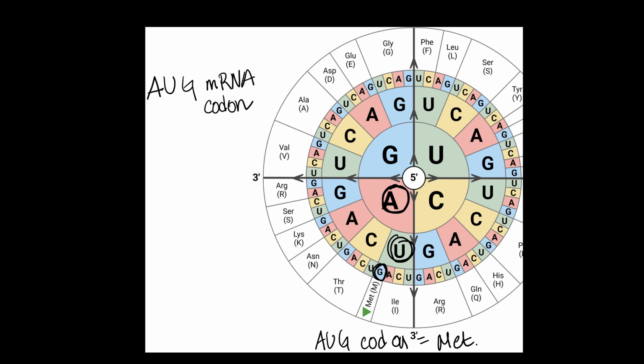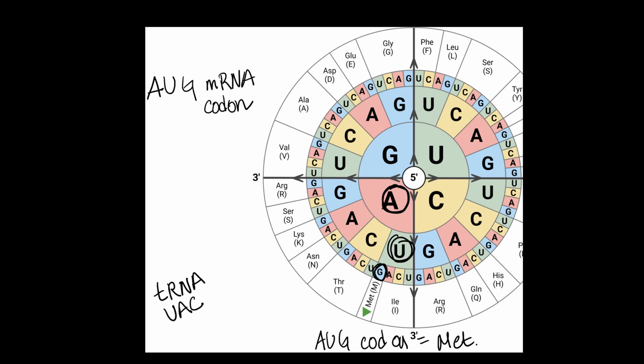Oh, it did not. Our tRNA that matched with this codon was UAC, which strangely uses the base pairing mechanism to match with our AUG codon.